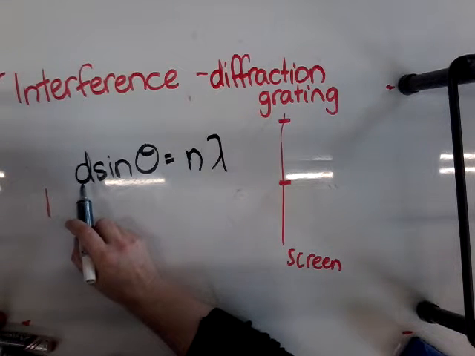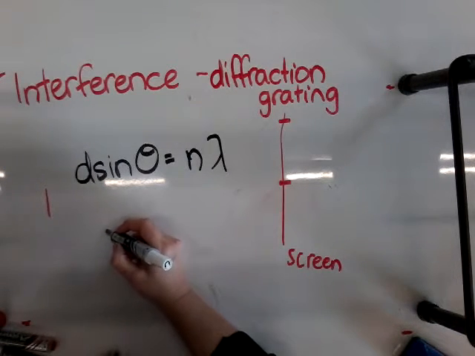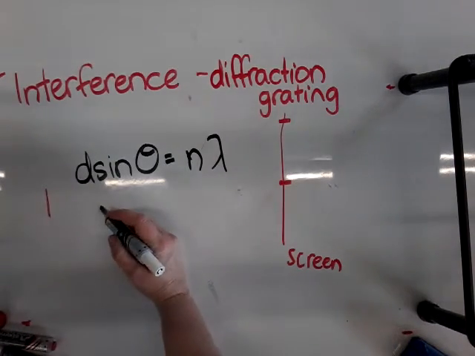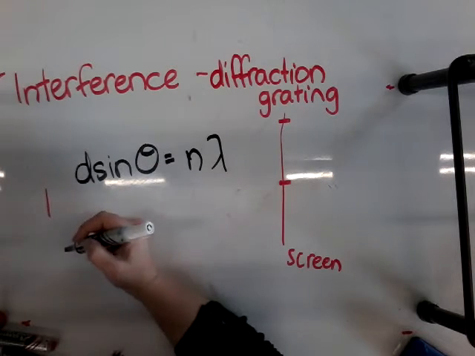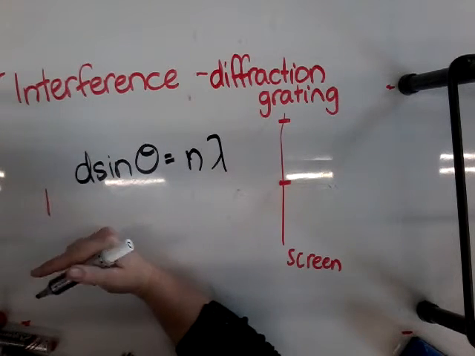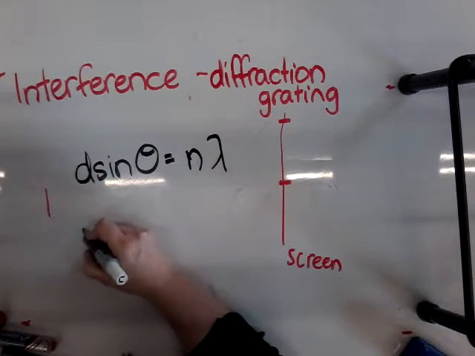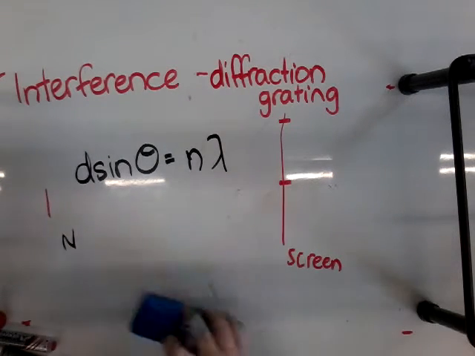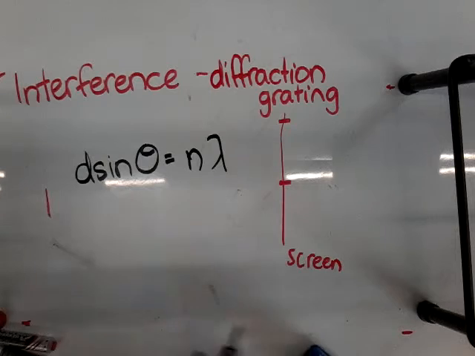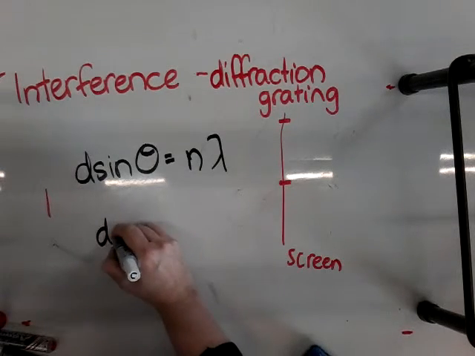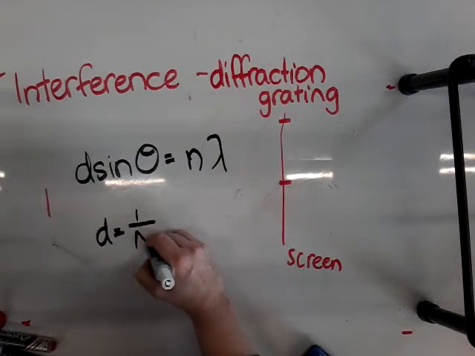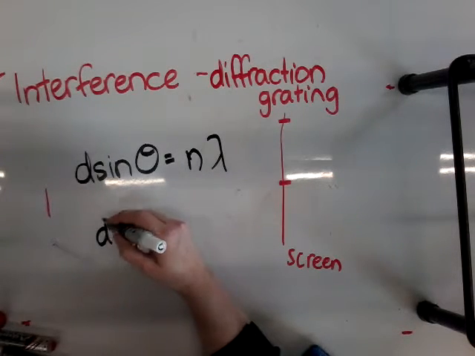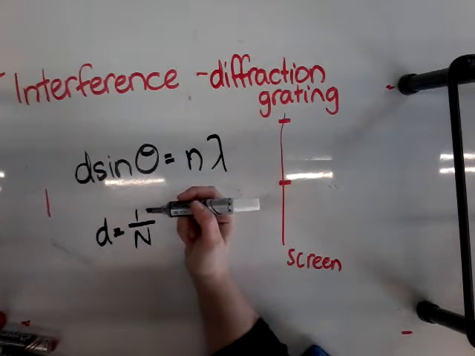d is interesting. Sometimes, instead of the actual distance of, say, however many micrometers between the slits, you'll get given n, the number of slits per centimetre, and you'll need to figure out d from that. So you'll sometimes have to do d equals 1 over n. If there's 300 slits per centimetre, you can work out what d must be from that.